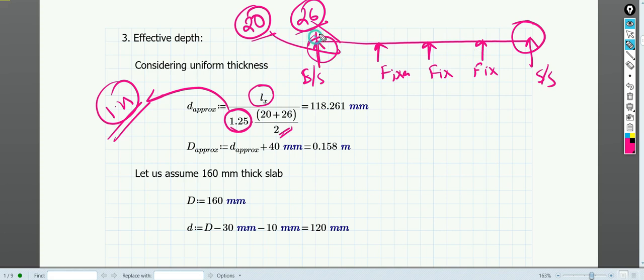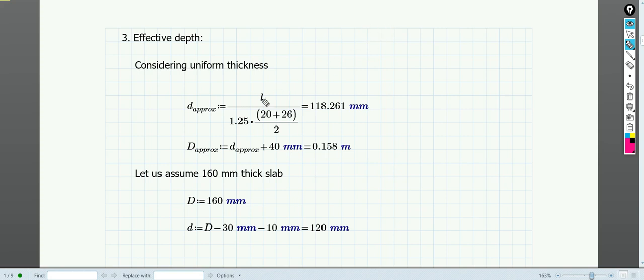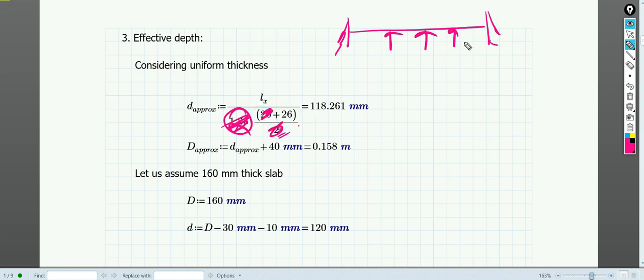If it says that this is fixed, then no issue, just take 26. But if you are designing a beam, in that case this 1.25 will not be there. You can directly take 20 plus 26 by 2 only if the ends are simply supported. If the ends are not simply supported, suppose these are fixed, this side is fixed and also it is continuous, in that case 20 is also not needed, only 26 is there. Understood? So you have to understand this concept.